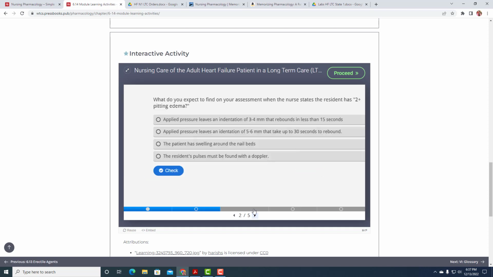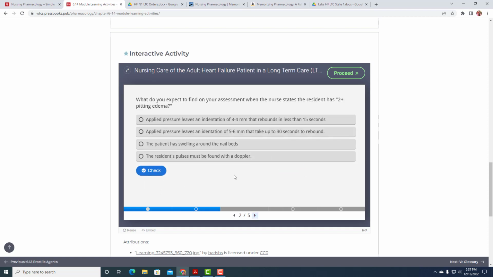Okay. Next question is, what do you expect to find on your assessment when the nurse states the resident has 2+ pitting edema? Is it that applied pressure leaves an indentation of 3 to 4 millimeters that rebounds in less than 15 seconds? Does applied pressure leave an indentation of 5 to 6 millimeters that takes up to 30 seconds to rebound? The patient has swelling around the nail beds. The resident's pulses must be found with a Doppler.